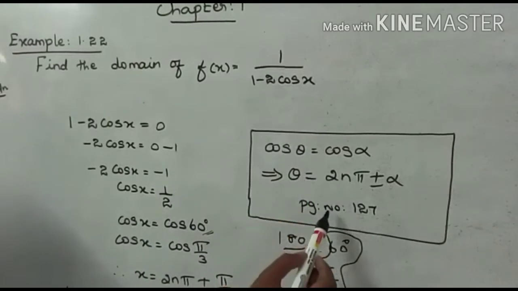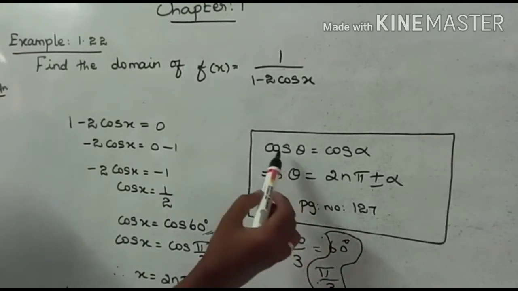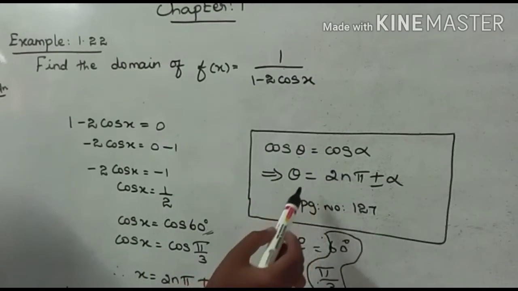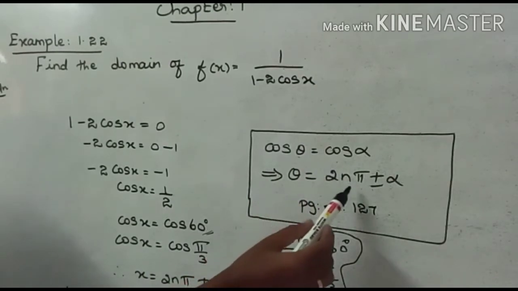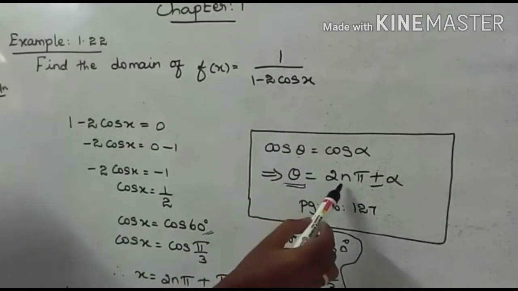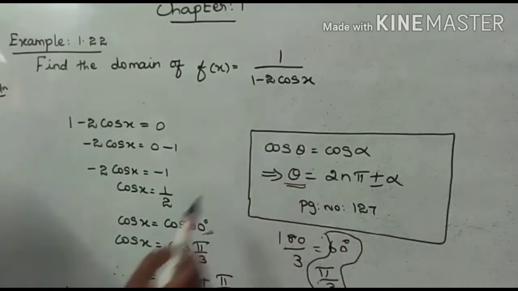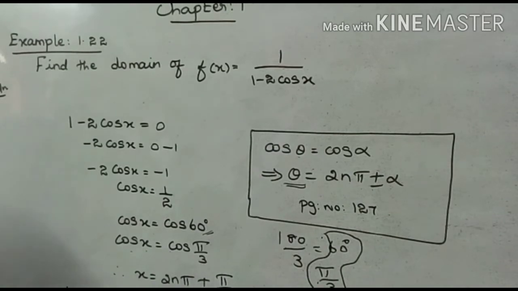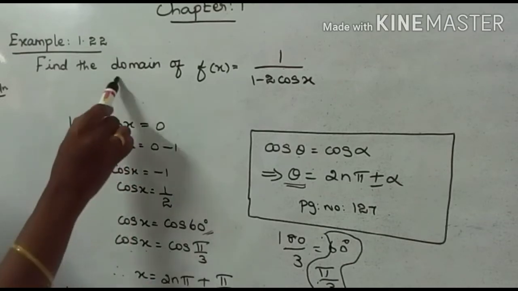Your book has one result on page number 127. If cos theta is equal to cos alpha, then theta is equal to 2n pi plus or minus alpha. Using this result, write cos x equal to cos pi by 3, then x equal to 2n pi plus or minus pi by 3. So except this value in the R set, we get the domain. So the domain is R minus 2n pi plus or minus pi by 3, and n belongs to the integers. This is the answer of this question.